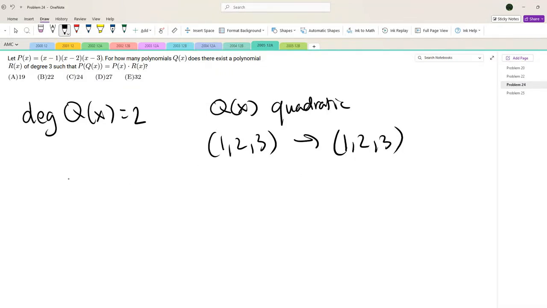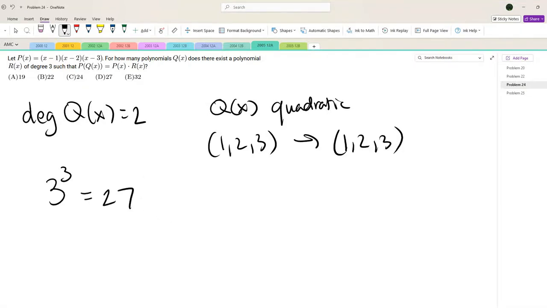And the number of ways to do that is 3 to the power of 3, because for each value on the left, there are 3 choices for where to put it on the right, and there are 3 of these. So 3 to the power of 3, 27.